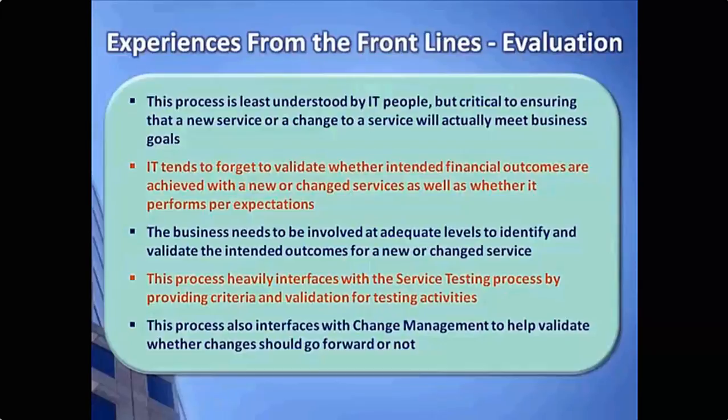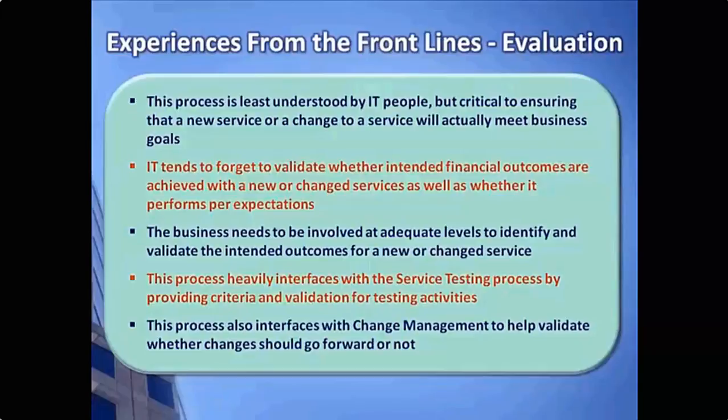And as you can tell, this process heavily interfaces with the service testing process by providing criteria and validation for testing activities. Ultimately, if your outcomes are reduced costs and reduced inventory turns, like in our example, you're going to need to make sure that testing criteria, use cases, and testing activities are in place to make sure those things can be tested for and predicted.